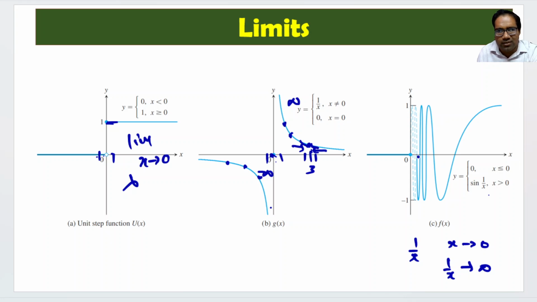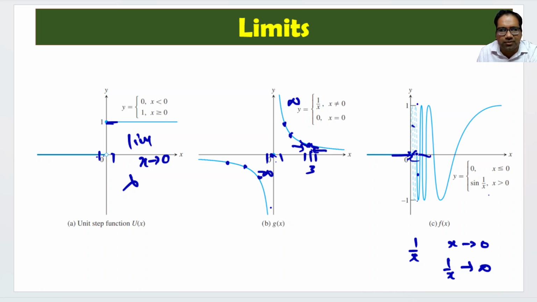It will fluctuate a lot. And there is no common number towards which this function approaches. From the left side, if you see, it is approaching 0. From the right side, you cannot say whether it is approaching 1, approaching minus 1, approaching 0.5, whatever. We cannot clearly say. So it is not approaching a common number. If it was approaching 0, then we can say the limit is 0.